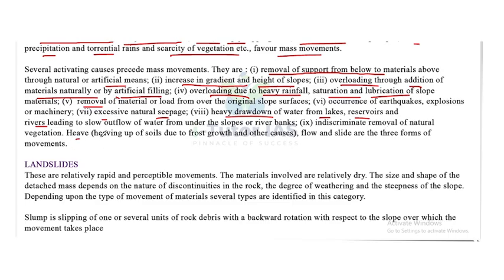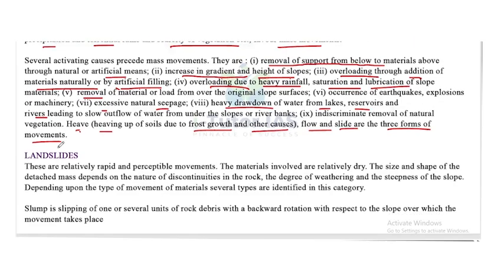Now, heave, that is heaving up of soil due to frost growth and other causes. Flow and slide are the other forms of movement. Okay, heave, flow and slide. These are the three forms of movements. Now, landslides.